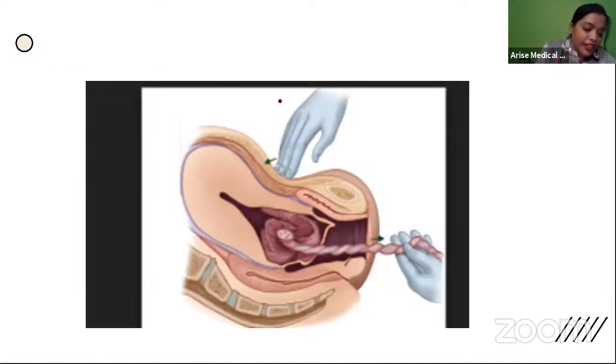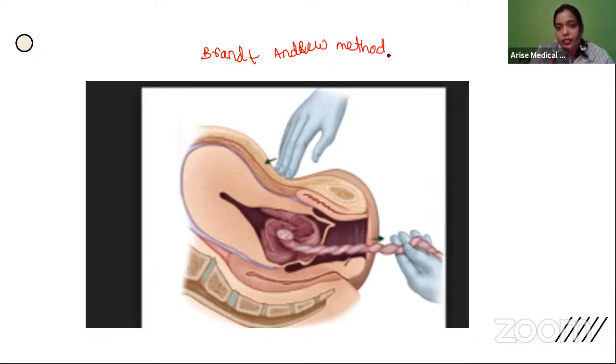In the next picture you're seeing, one hand is on the abdomen and with the other hand you're holding the cord and pulling it out. This is called the Brandt-Andrews method, or controlled cord traction. This is for the active management of the third stage of labor.